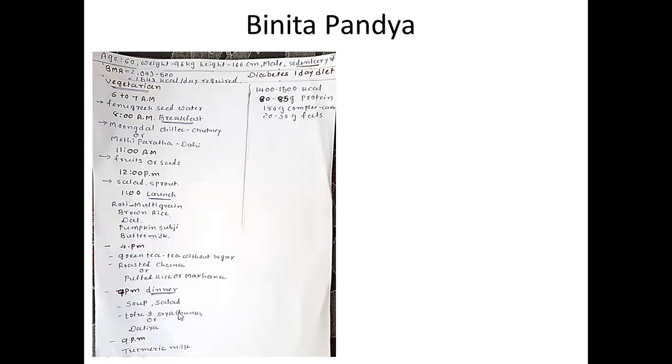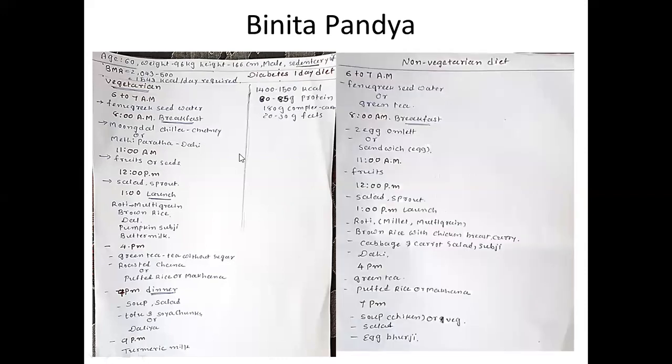So adding tofu and soya chunks at night is good. Reduce the spice. Okay, for dinner, reduce the spice. But tofu and soya chunks are good sources of protein. And this is a vegetarian diet plan. I'll show you the non-vegetarian later. Next is non-vegetarian.